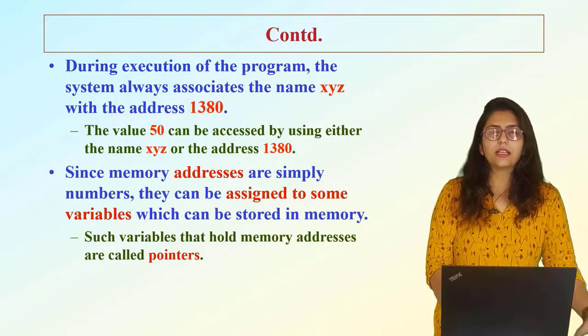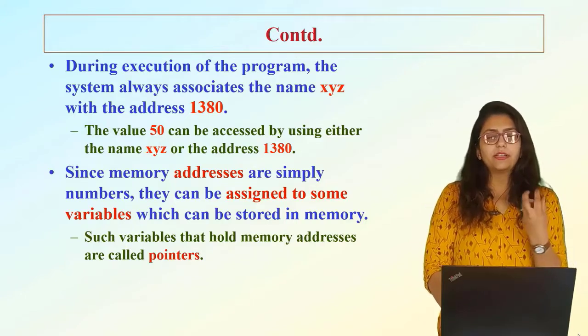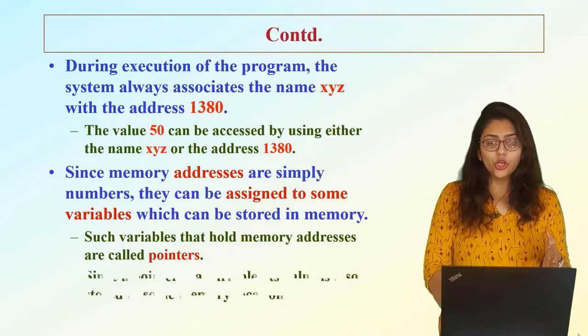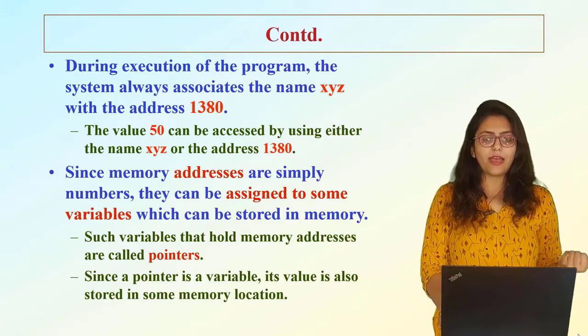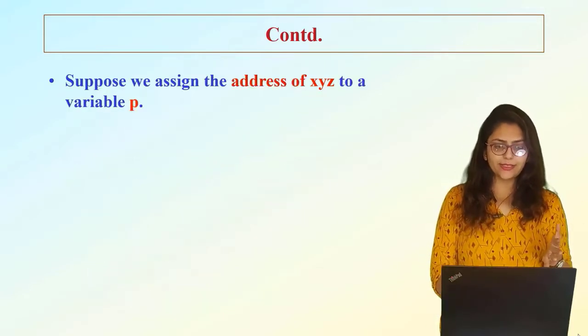Now we are going to see how exactly these pointers look. Pointers also occupy some memory because pointers are nothing but variables. So pointers are also saved somewhere, right? Since a pointer is a variable, its value is also stored in some memory location. I hope you understand this concept.